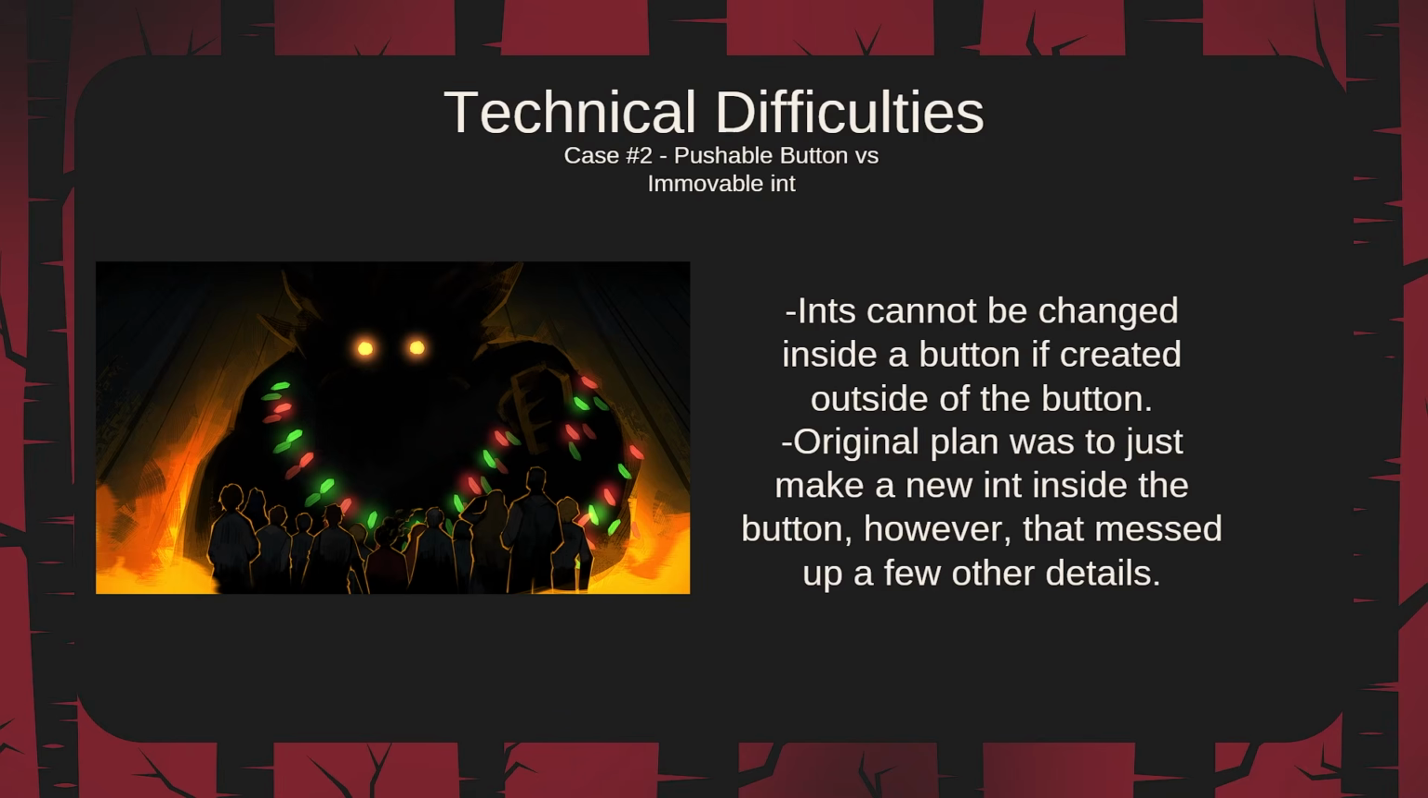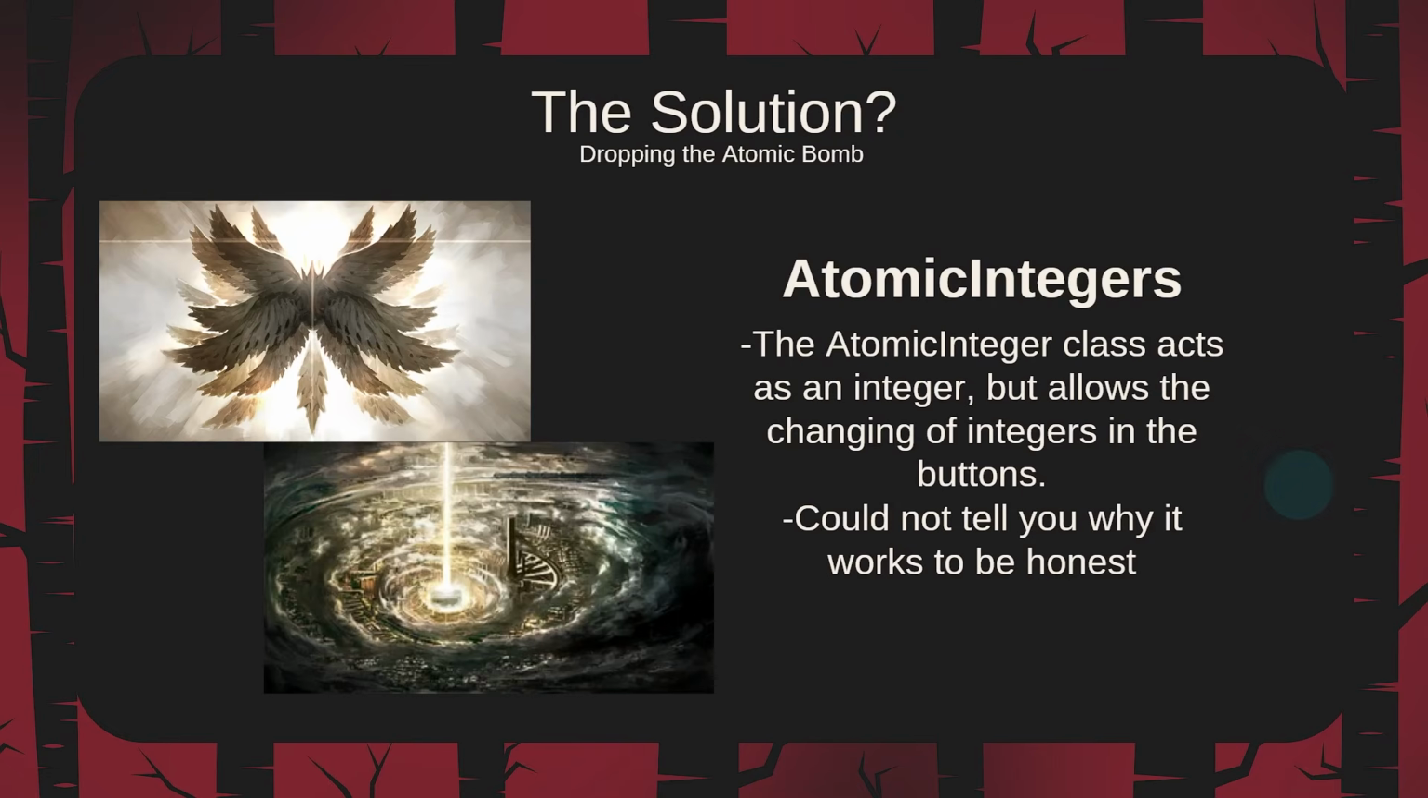So I called someone up, and they said, hey, let's blow it up and drop the atomic bomb on it, and that's how we got the atomic integers. The AtomicInteger class acts as an integer, but it allows the changing of integers inside buttons. Generally, I'm sorry, I cannot tell you how it works. You can probably read up on it, but I probably don't know. It just does. That's all, I'll take it.